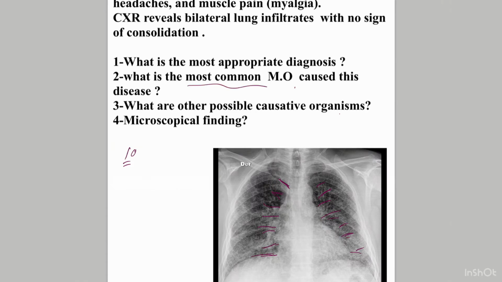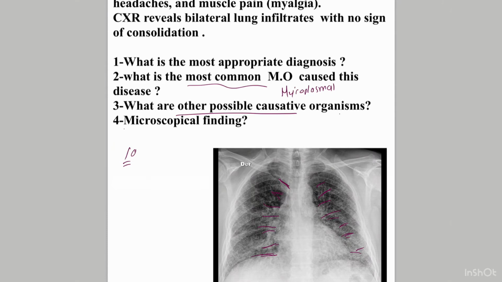What is the most common microorganism? The most common is Mycoplasma pneumoniae. Other possible causative organisms include viruses such as adenovirus, influenza virus, and respiratory syncytial virus. Other organisms include the chlamydia species, etc.